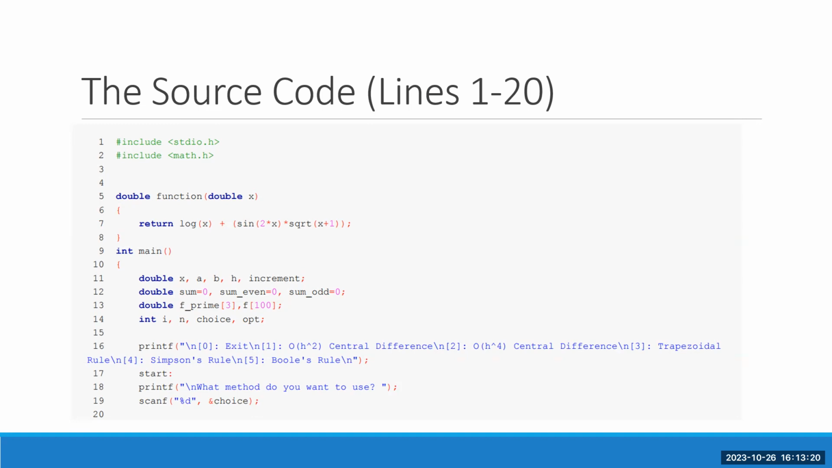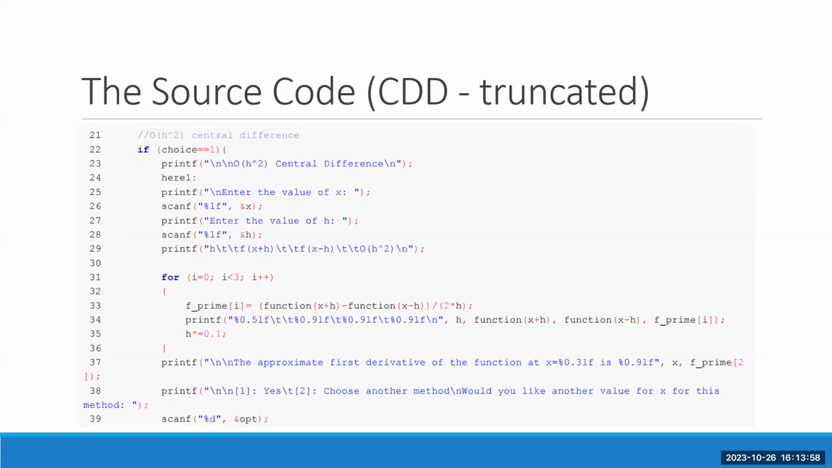The main function is the entry point of our program where the user interacts with the code. It starts by declaring various variables to hold input and calculation results. It also initializes arrays for the first derivative, f prime, and function values, f. User input is collected to determine the chosen method for numerical computation. The program provides options for different methods. For instance, the code demonstrates the second order CDD for approximating the first derivative.